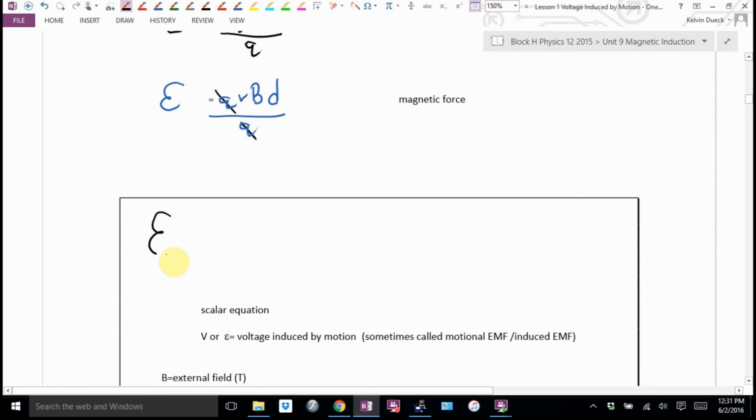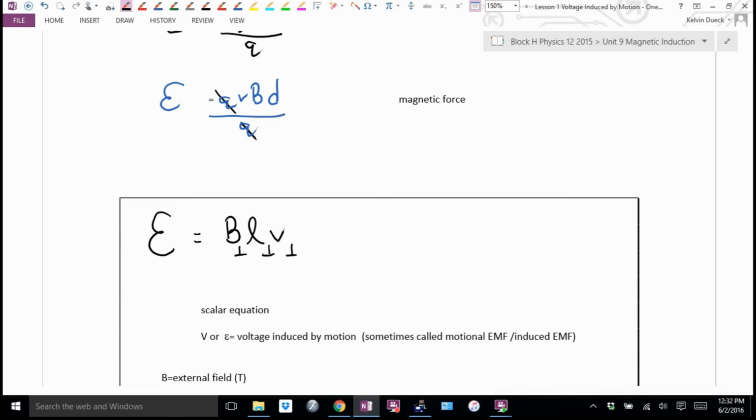We're going to use our EMF symbol because I don't want to have two V's in this equation. And it's equal to the magnetic field strength. Instead of D for distance, I'm going to use L for length of wire. And how fast you move it. But once again, for our right-hand rule to work, the magnetic field, the length of wire, and the speed all have to be at right angles to each other. Otherwise, nothing's going to work.